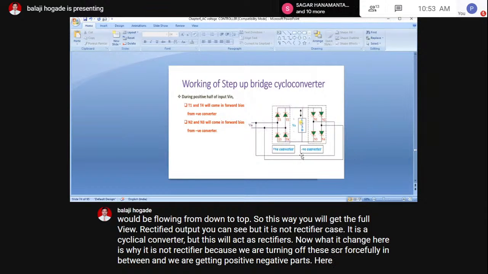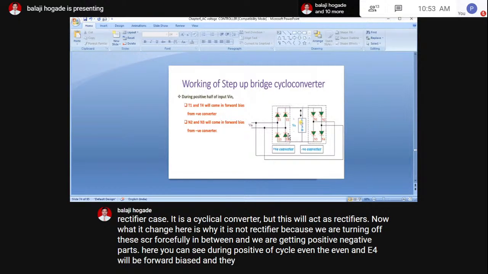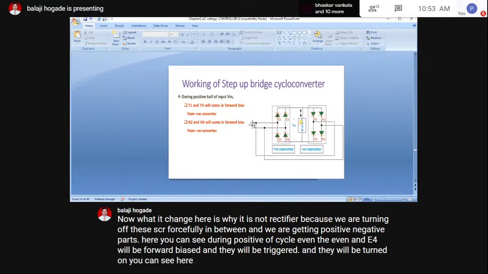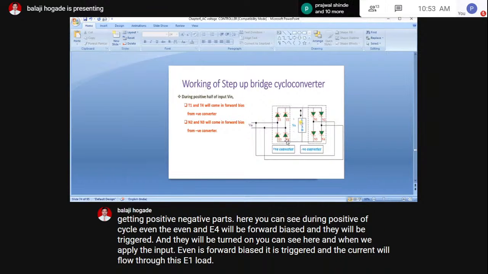Here you can see during positive half cycle, T1 and T4 will be forward biased and they will be triggered and turned on. You can see here, when we apply the input, T1 is forward biased, it is triggered, and the current will flow through T1, load, T4 and back to the negative terminal of the supply.